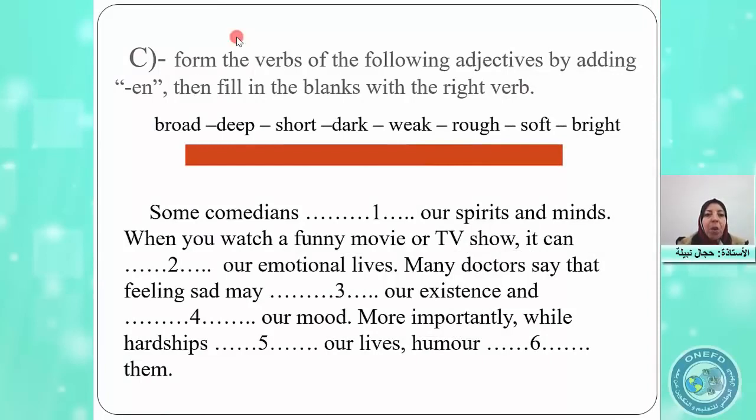Activity C. Form the verbs of the following adjectives by adding en, then fill in the blanks with the right verbs. The adjectives given are broad, deep, short, dark, weak, rough, soft, and bright. Just form the verbs by adding the suffix en and then fill in the gaps.